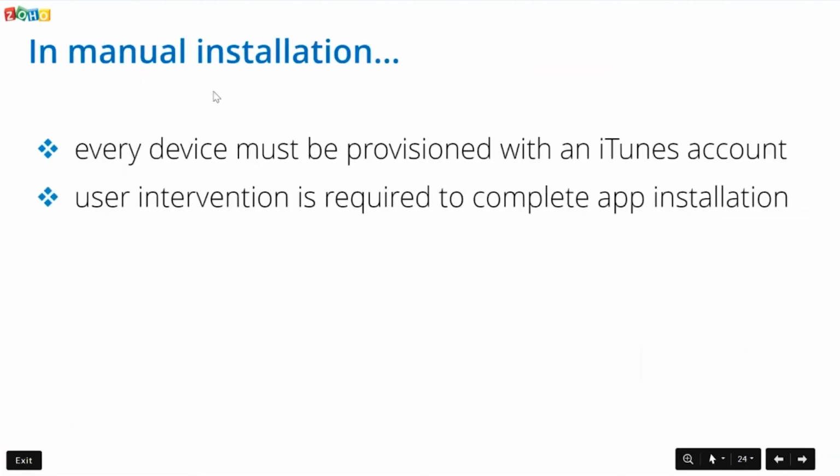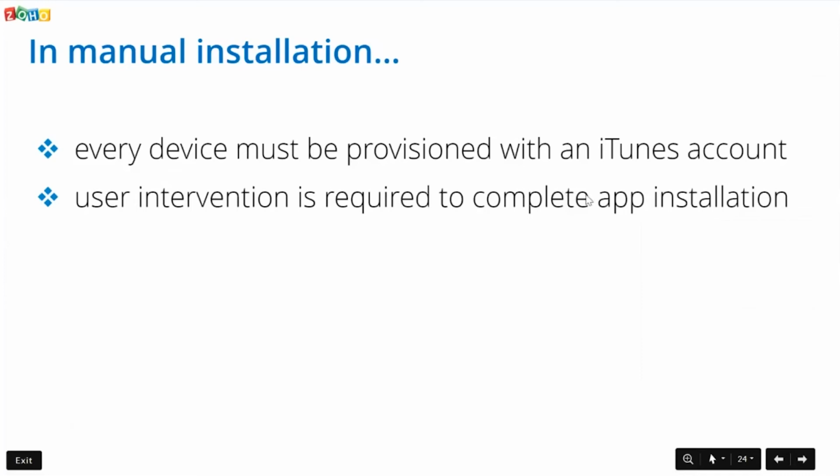So the method of installation that I just explained is called manual installation of apps. Here are a few prerequisites that need to be met for this method, or should I say conditions that need to be met for this method. The first condition is that every device should be provisioned with a valid iTunes account, and also the fact that a bit of user intervention is needed to finish installing an app.